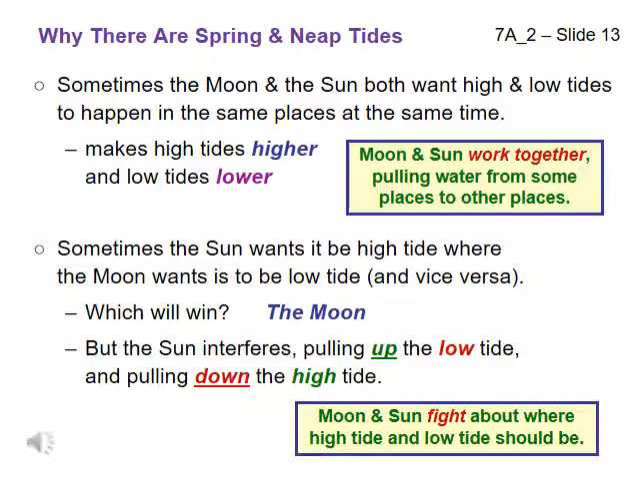Sometimes the Sun wants it to be high tide where the Moon wants it to be low tide, and vice versa. In other words, the gravitational pulls of the Moon and Sun fight about where high tide and low tide should be. The Moon always wins in these fights because it is closer to the Earth, and so the Moon mostly determines where high tides and low tides will be. But the Sun interferes a bit, pulling up the low tides, and pulling down the high tides. Neap tides is the name we give to these time periods when high tides are not very high and low tides are not very low.